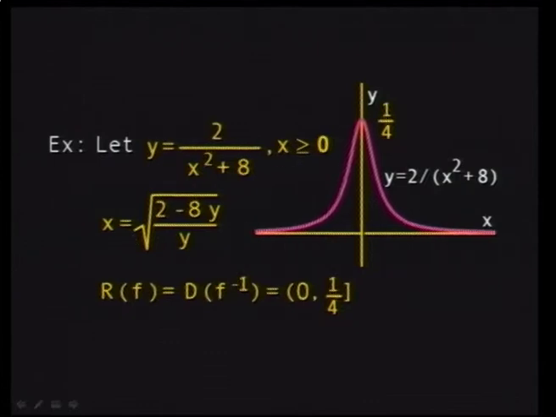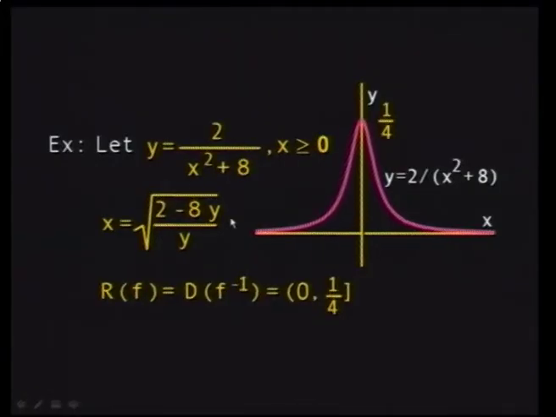So in order to obtain the domain of the inverse function, which we seek because this is equal to the range of the original function, all we have to do is make sure that what is under the square root is positive. Now, y is positive, as we said before. So what remains is that 2 minus 8y must be positive. In other words, y must be less than a quarter, 2 over 8.